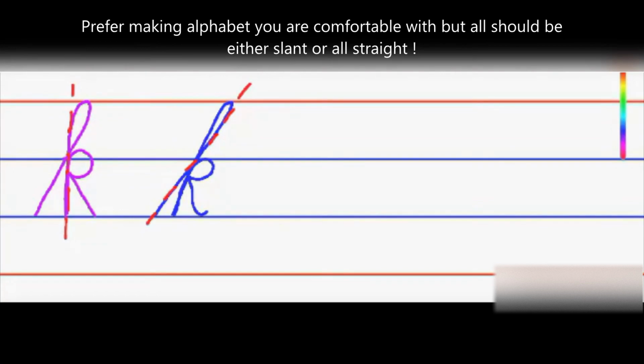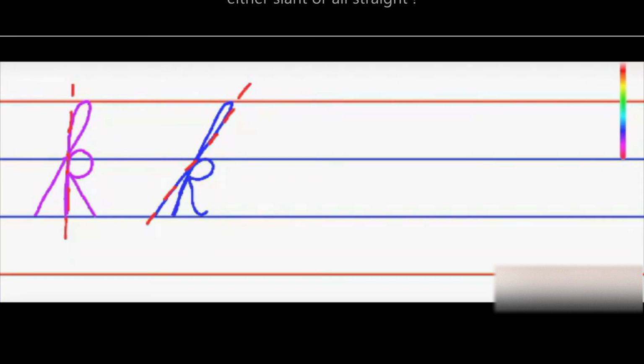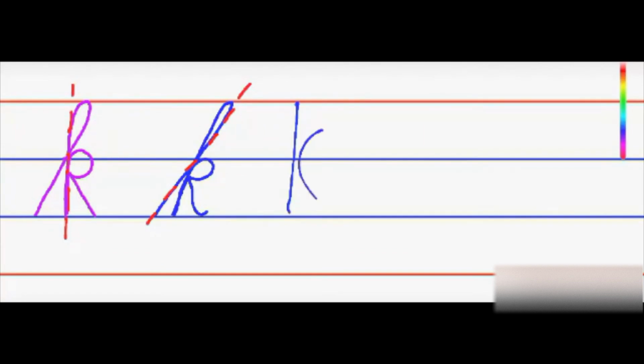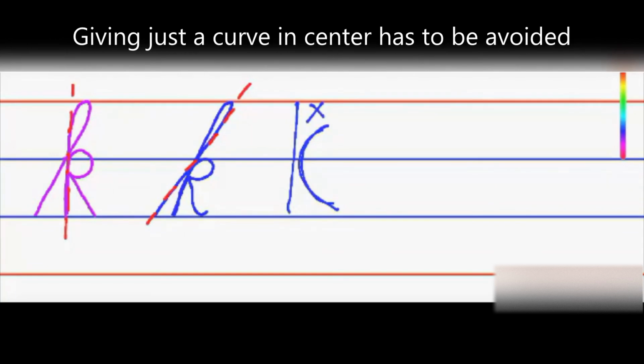So you can choose the one you're more comfortable with, but all the letters have to be in the same pattern. Like all have to be either straight or slant. Usually when we are in speed, we make this kind of K, just giving a curve here. So this has to be avoided.